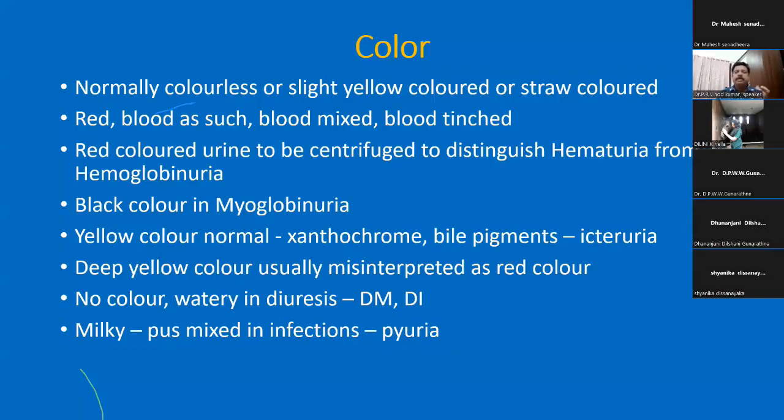If there are polyps or TCC, transitional cell carcinoma, especially very large cauliflower-like growths inside the bladder, they can bleed profusely and blood may come out. So blood as such may come, or blood mixed urine, or slightly blood tinged urine. Blood tinged urine could be due to the presence of stones. We have to find it out.